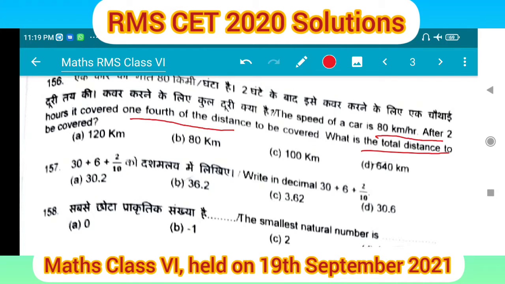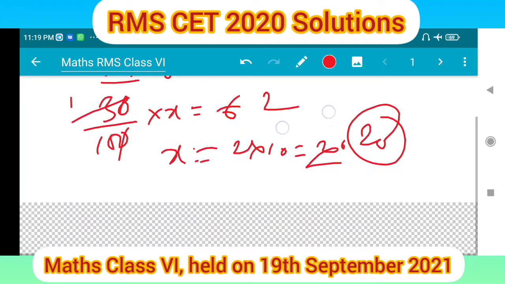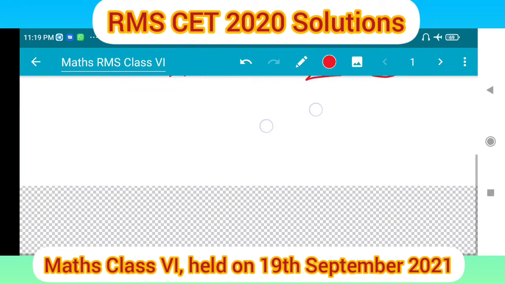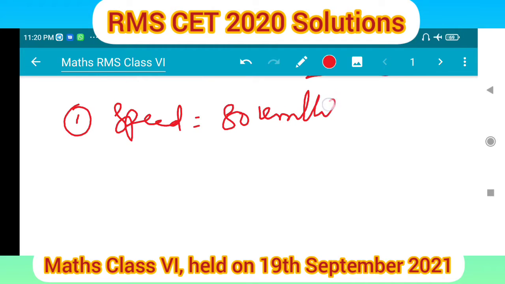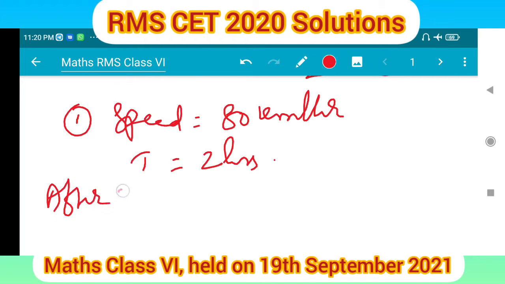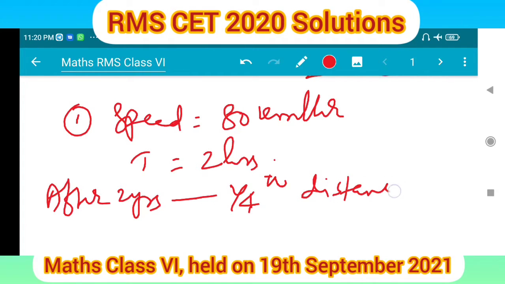Let's go for the solution. In the first case, the speed given is 80 km per hour, and the time given to us is 2 hours. After 2 hours, he has completed 1/4 of the distance. This is given to us.